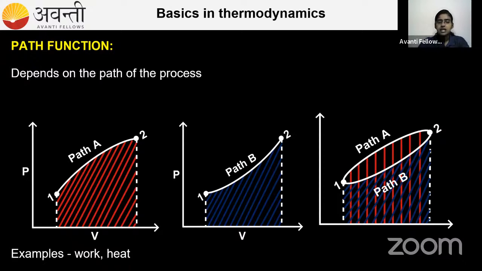The examples are work and heat. Only two examples are there for path function. All the remaining ones are state functions only. Very important: you have to study the examples of the path function, which are work and heat. Work is denoted by the letter W and heat is denoted by the letter Q.